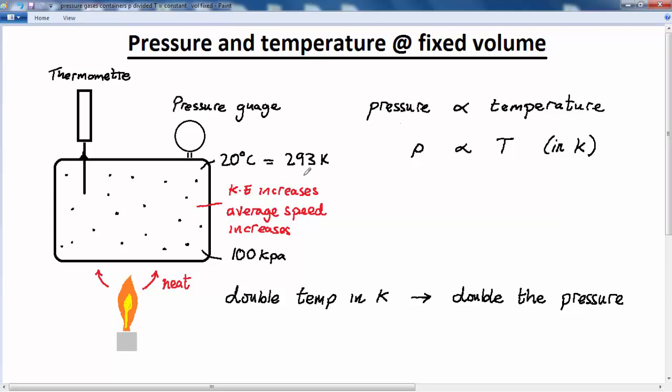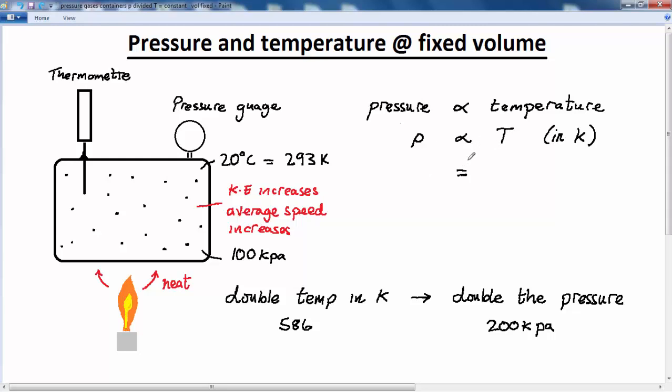then if we double the temperature to 586 Kelvin, then the pressure in the container will increase to 200 kilopascals. That's approximately 2 atmospheres. So this is the relationship between pressure and temperature. We can say that the pressure is directly proportional to the temperature of the gas.